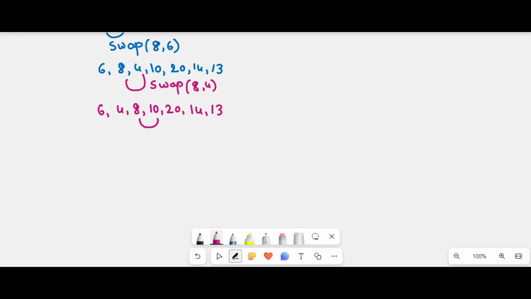Next, compare these two, already in correct order. Compare these two, already in correct order. Compare these two, they are not in proper order. So swap 20 and 14. Then 6, 4, 8, 10, 14, 20, 13. Then compare these two. These two are not in proper order.